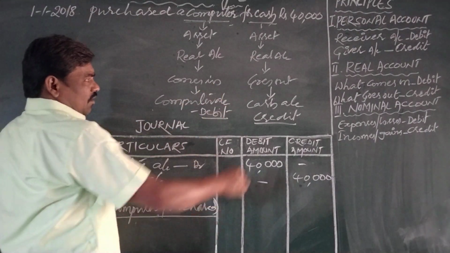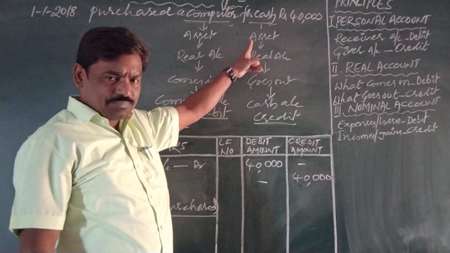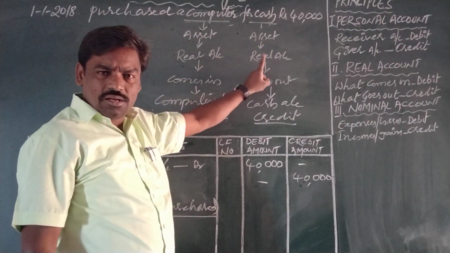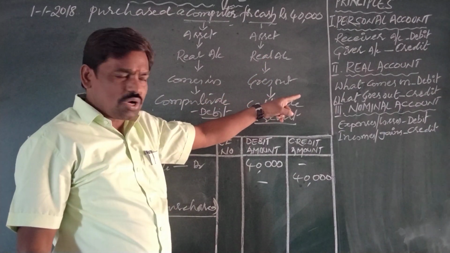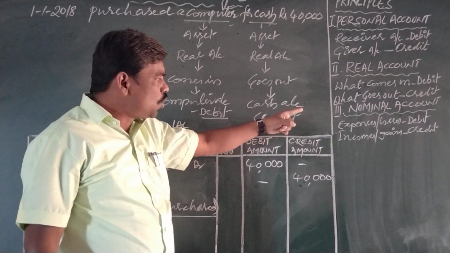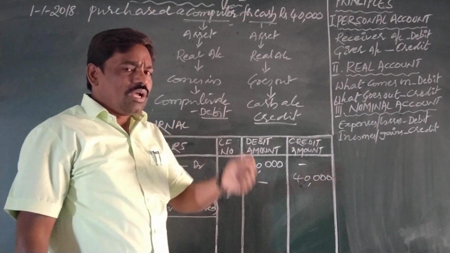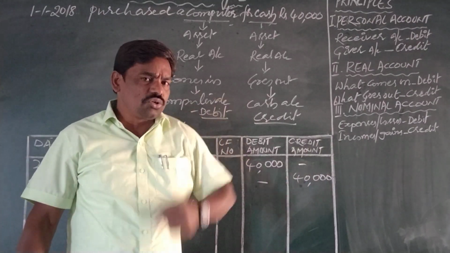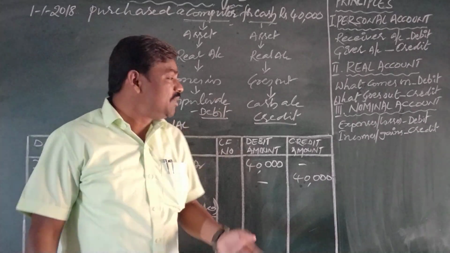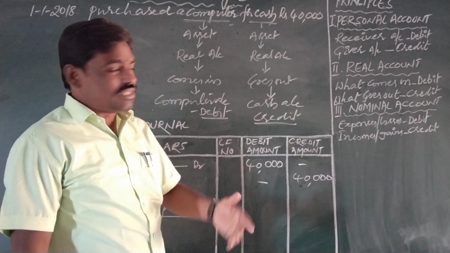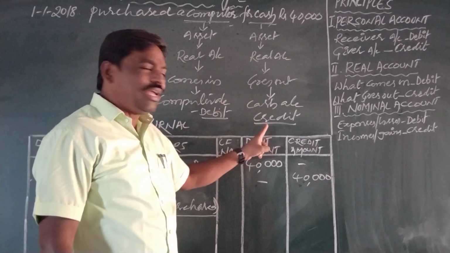Computer account debit. Come to cash. Cash is also an asset, and asset comes under real account. The real account principle says debit what comes in, credit what goes out. When you purchase the computer, is cash coming into the business or going out of the business? Yes, going out of the business. Whatever goes out of the business should be credited as per the real account principle. So the cash account should be credited.